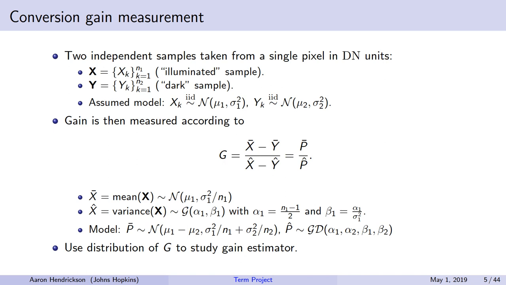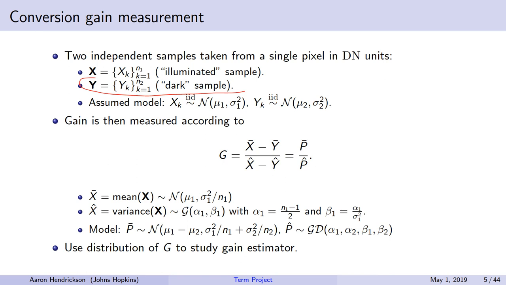And so we will set the camera in the dark and we'll observe that pixel a bunch of times, and we'll get this bold font Y here. I think I can draw here. Yeah. Bold font Y here is a sample of observations of the pixel in the dark. X is going to be the illuminated sample, so we'll shine a light on the sensor, and we'll do the same thing. We'll observe the pixel a bunch of times.